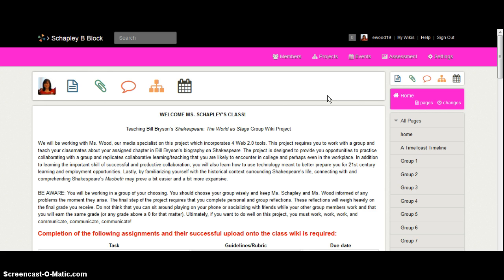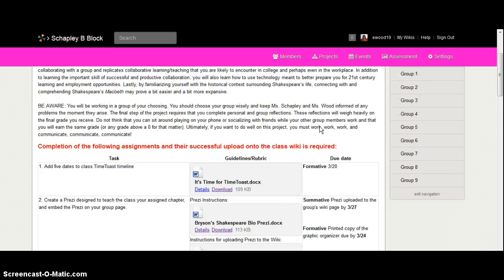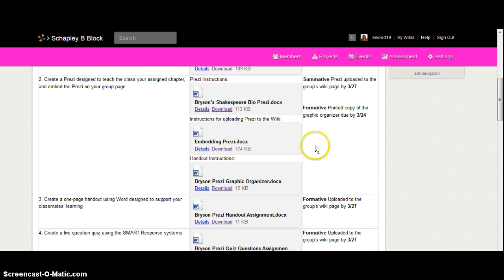Each group was assigned a chapter of the book to read and was responsible for teaching that chapter to the rest of the class. I collaborated on this lesson plan with Miss Shapley, with whom I worked before and who I knew to be an innovator with technology. She developed the assessment rubrics, which are posted here in the middle, and I created the wiki pages and also tested all of the web tools to make sure everything would work and get past our security.